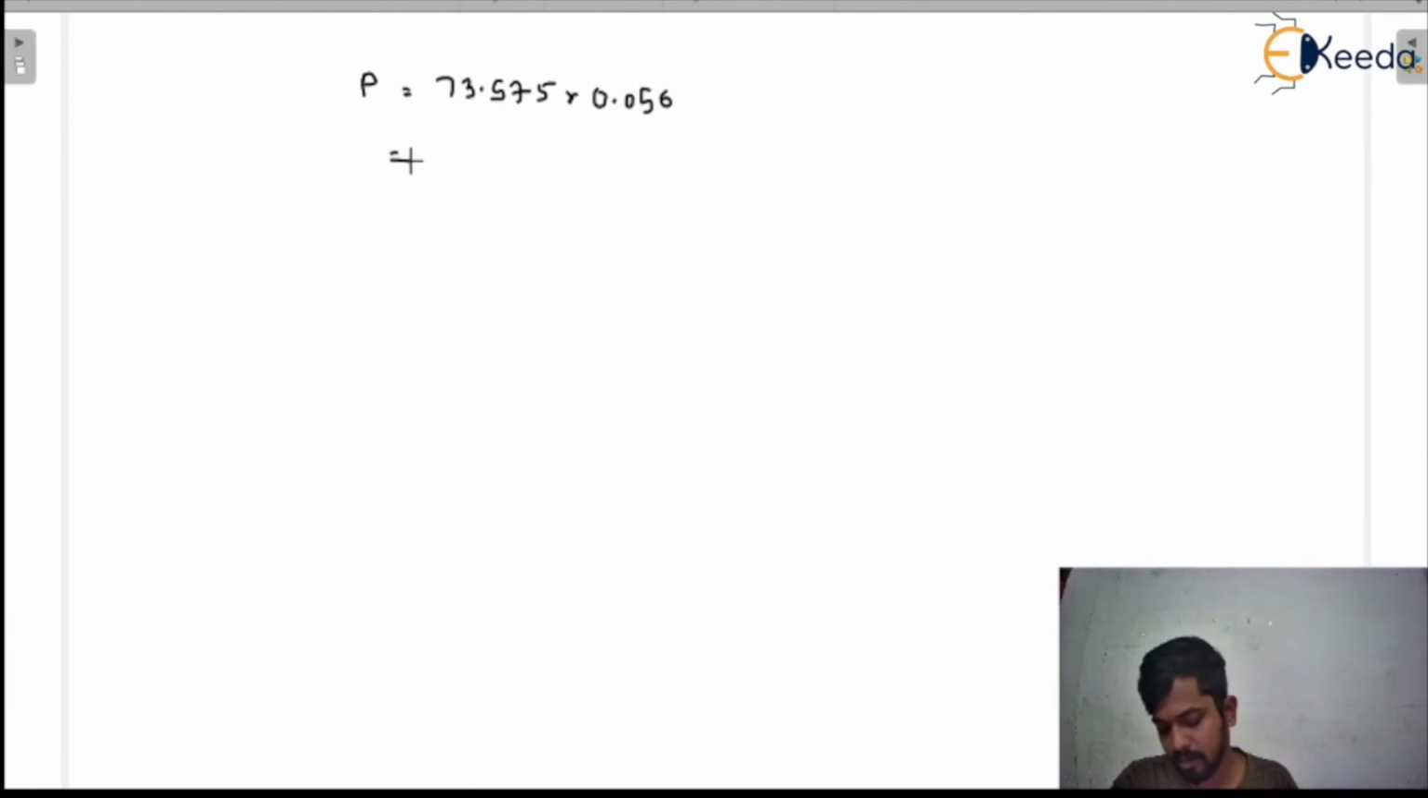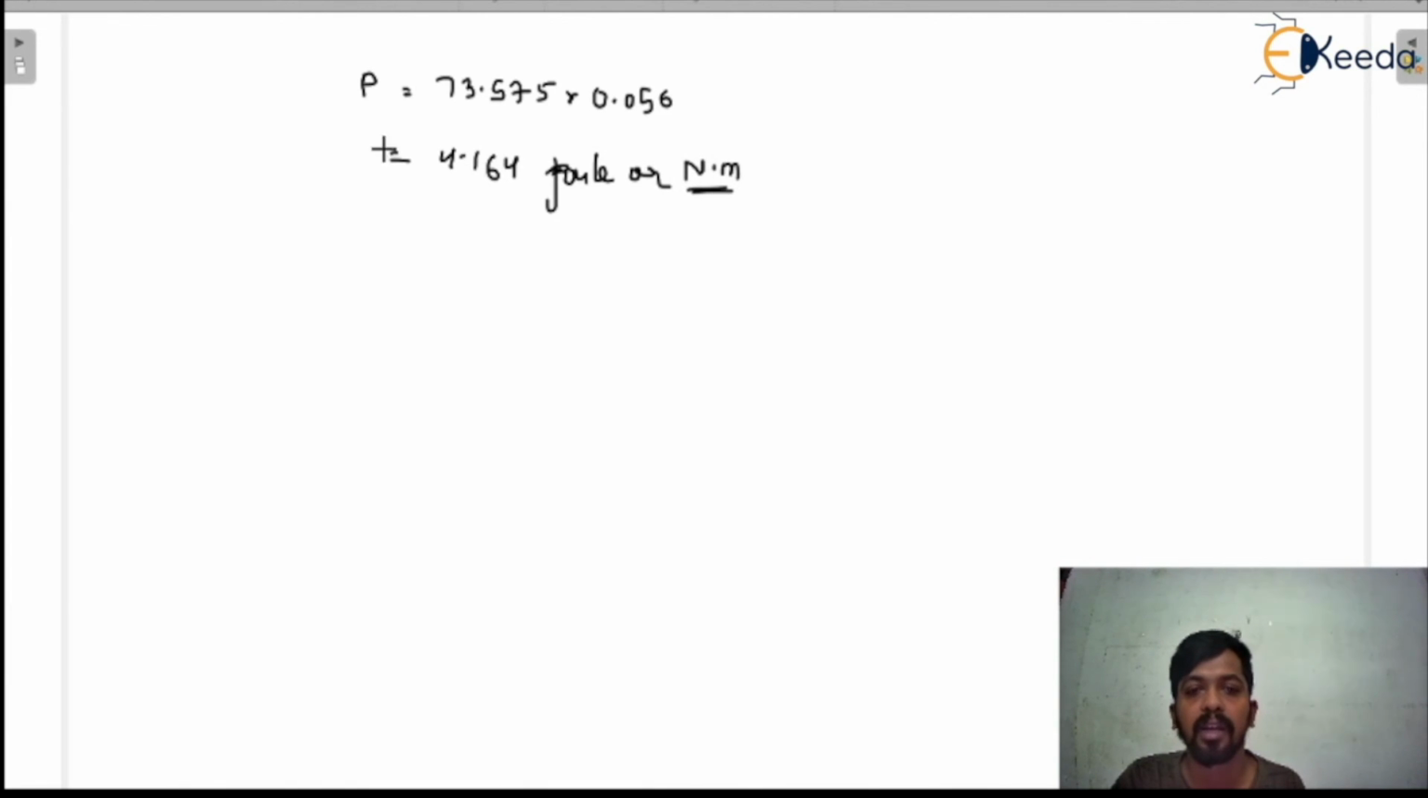So what is the answer? You will get 73.575 multiplied by 0.056, which is 4.164 joule. Either you can write it in joule or you can write it in Newton into meter. This is not Newton meter per second, this is Newton into meter, because there is work done on the sleeve. So that is the answer, 4.164.